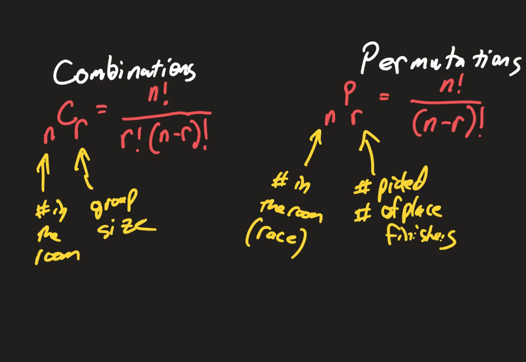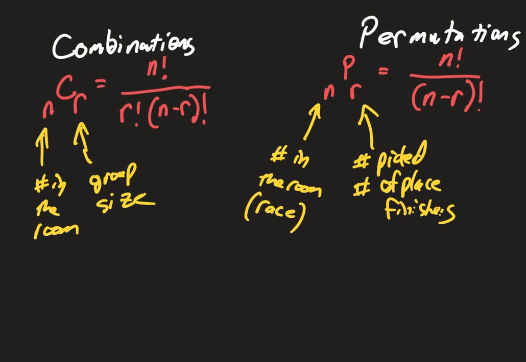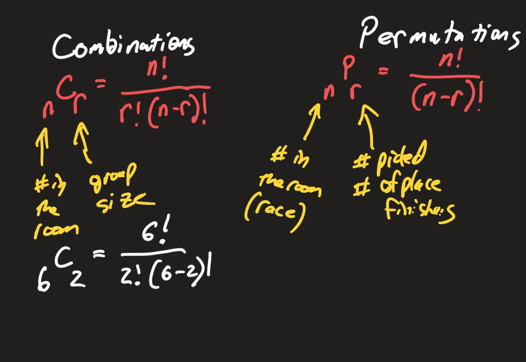So what that would mean, from the examples that we worked on in class just a little bit ago: we had six people in the room, combination. How many groups of two are there? I would use this formula, and I would say 6 factorial divided by 2 factorial times 6 minus 2 factorial. And at this point, some of you have probably never seen the factorial before. Some of you may have.